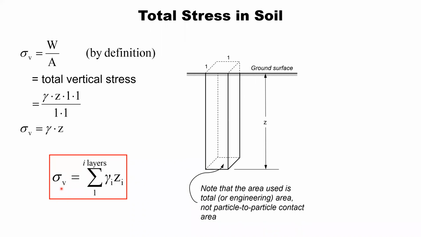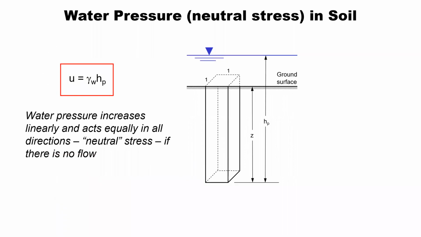One thing I want to note is that we commonly in geotechnical engineering use an engineering area, not the particle to particle contact area. And why we do that will become clear in just a moment. The next stress that's important, particularly in tailings facilities, is the water pressure, which often is termed a neutral stress if there is no flow occurring. And that water pressure is simply defined as the unit weight of water times the pressure head in the water.